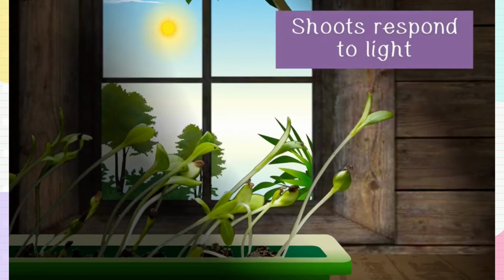Also, the shoots, or the top part of the plant, respond to light. They will try to grow towards the light. So if you have a room and a window through which the sunlight comes, and you keep the plant even in the other corner, it will bend and grow towards the window because there is light over there. So it can sense and respond to the light.